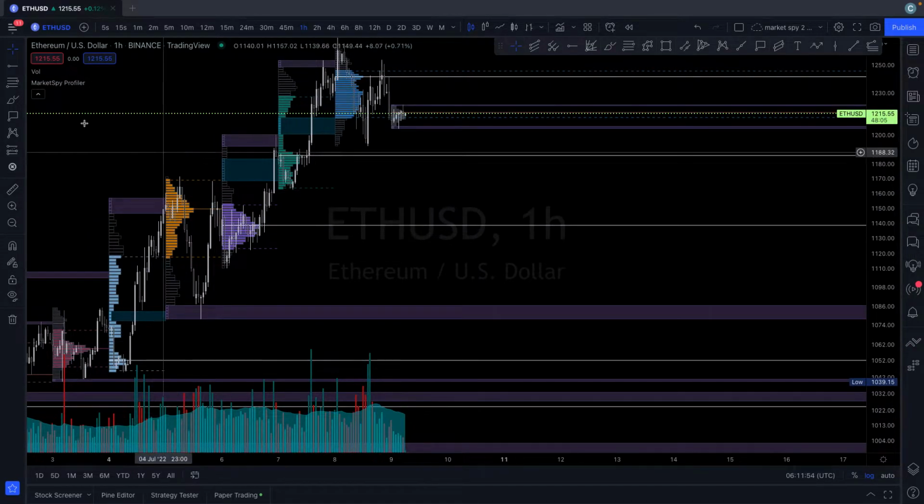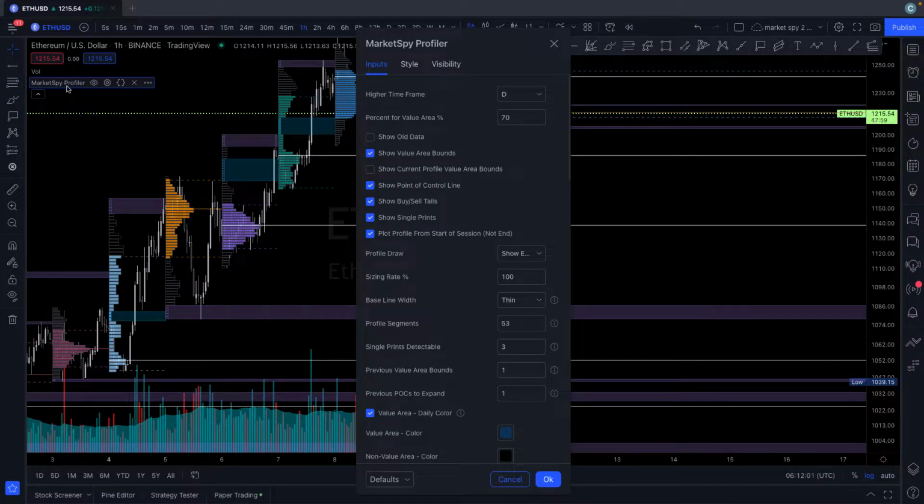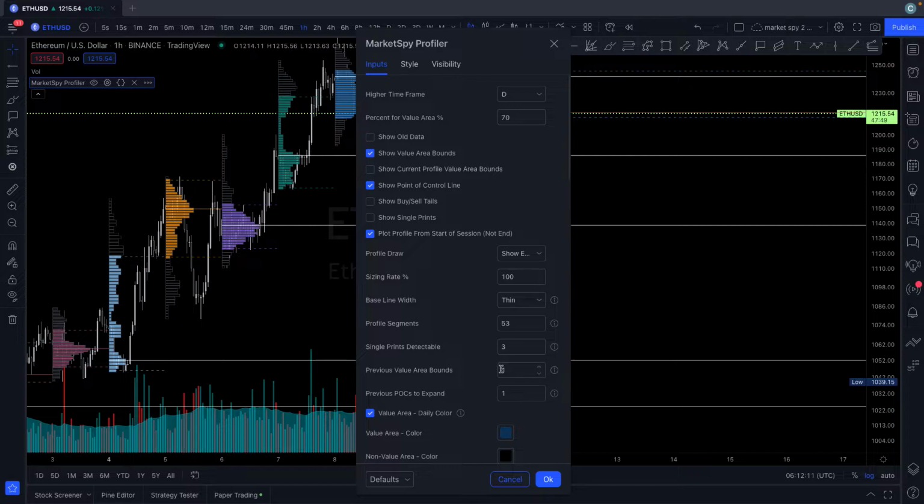So now that you saw your heavy levels with expanding all of your point of controls, now we're going to look for zones. These are really good for ladder opportunities. And so again, we're going to turn off our buy tails and our single prints. We're going to come down to our previous value areas to expand. We're going to go 31.